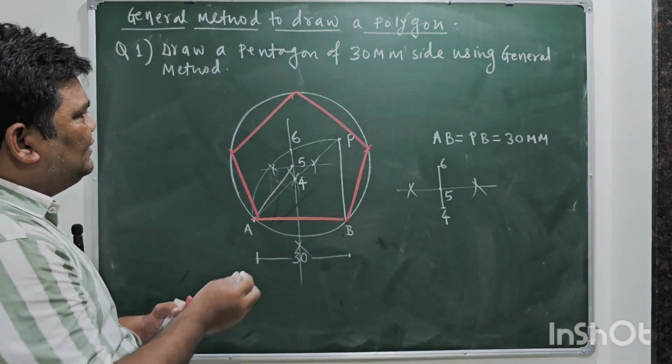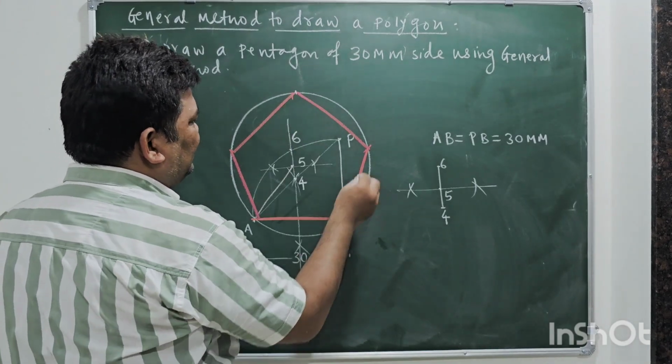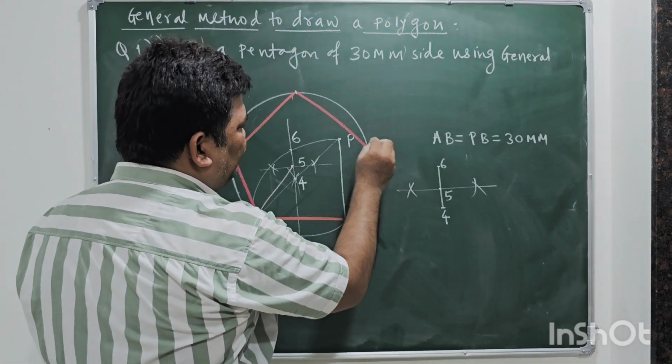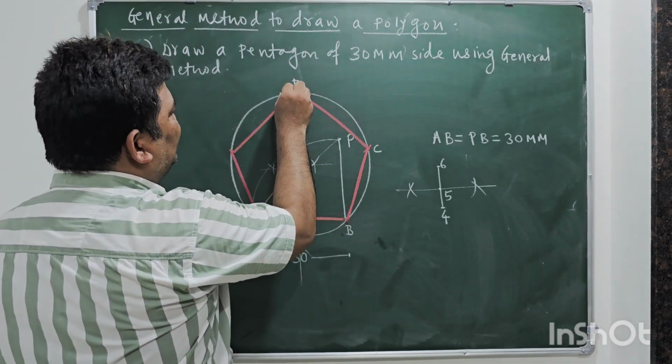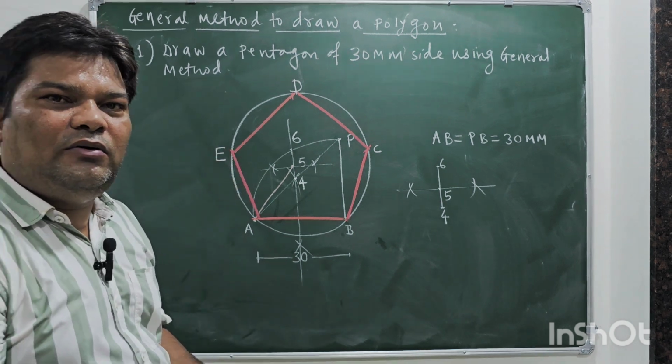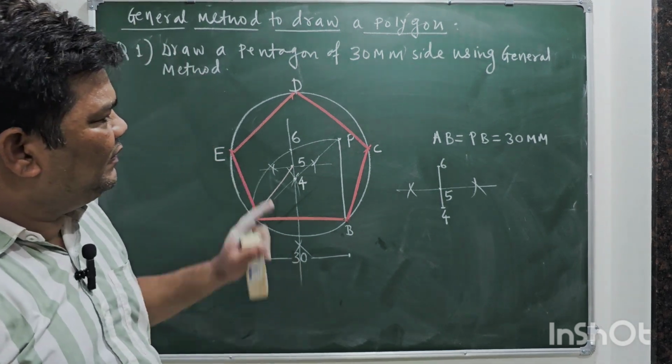So you will get such an object over here, and this object is called a pentagon. Complete the notations: A, B, here it should be C, here it must be D, and here must be E. So this is the pentagon drawn with the help of the general method.